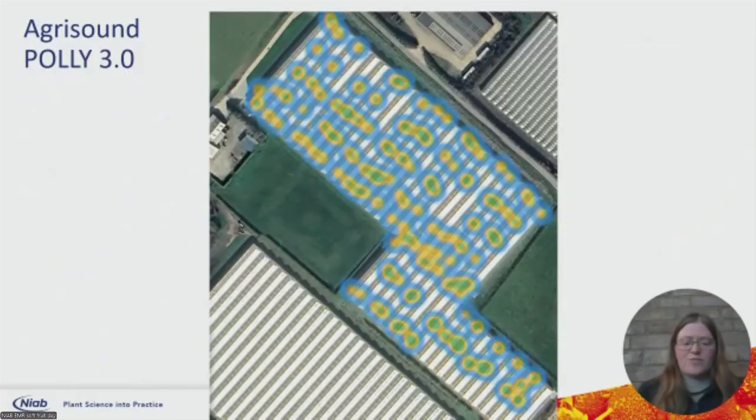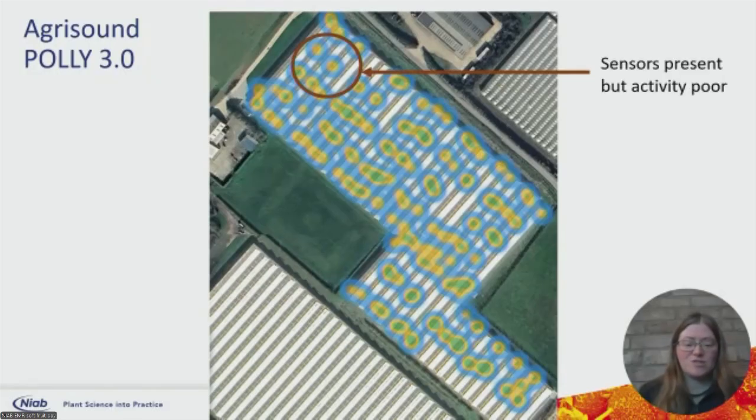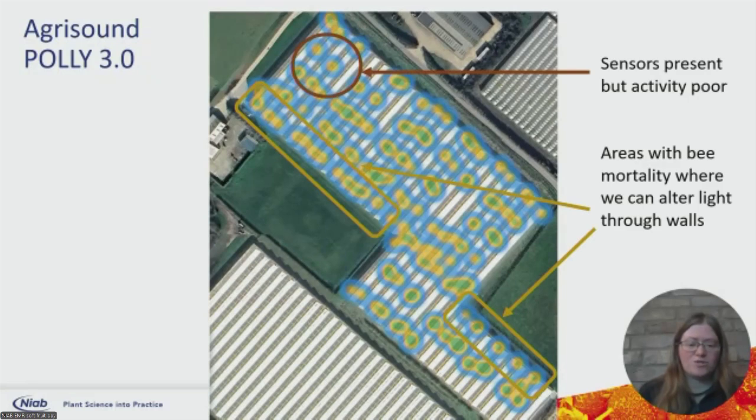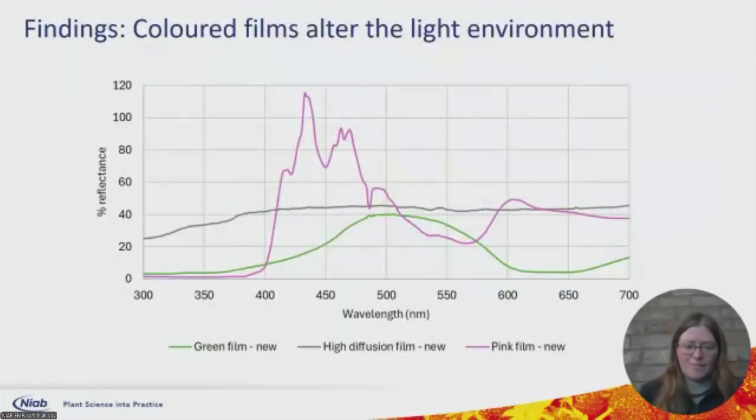Here's an example of some of that pollinator monitoring in practice. So this is a high density of monitoring devices, Agrisound Poly 3.0 in the crop, and each one is giving you a heat map of the bee activity around that point. So you see some areas do seem to suffer from a little bit of pollination deficit, even though the sensors are present and giving feedback. In this facility, we focused on these two edges where we know that the bee mortality was high, but we were able to alter the films that were hung on the wall, alter the light environment and see how that translated into impacts for bees and crop.